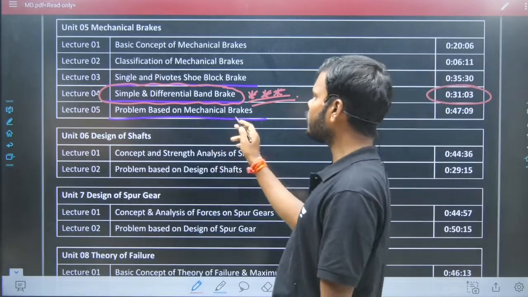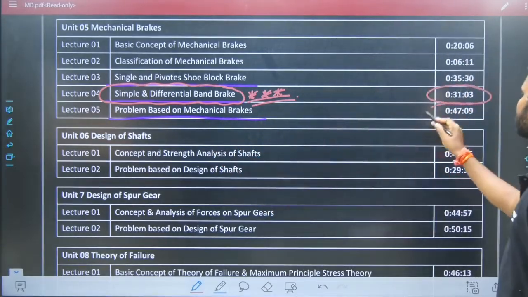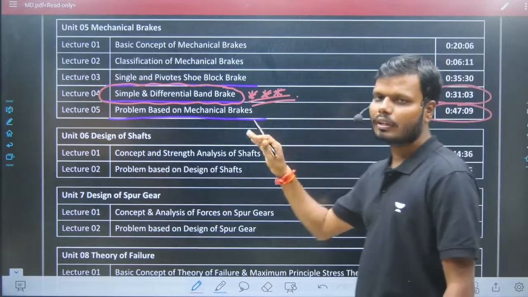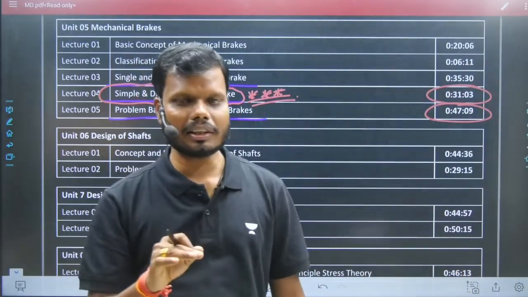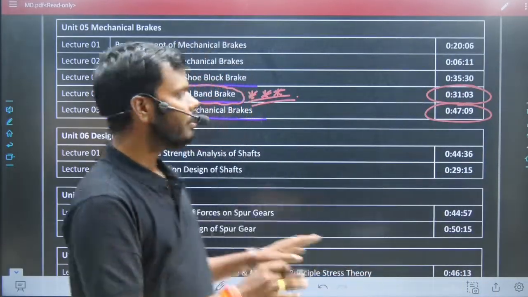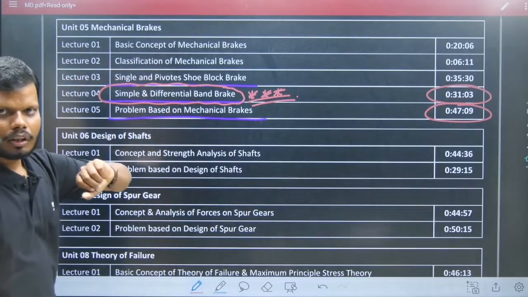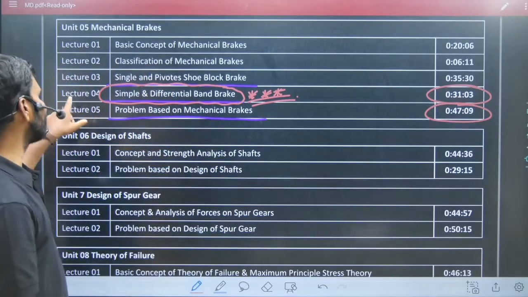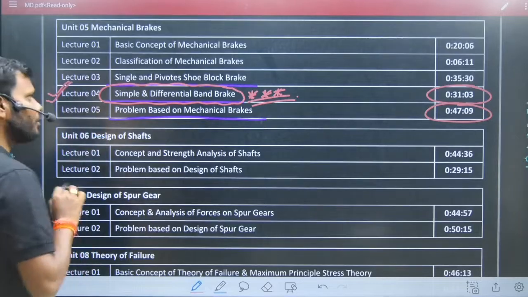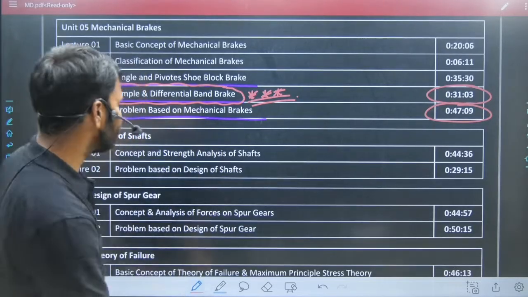Next, problems based on mechanical brakes will be covered in 47 minutes 9 seconds. So all these fundamental concepts, numericals, all things will be covered in these chapters. Okay, so in GATE examinations, lecture 4 is very important. Don't miss this topic. Okay, for GATE.